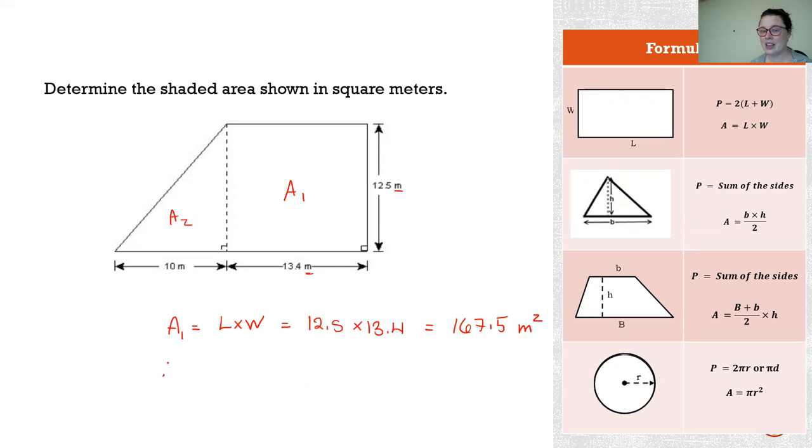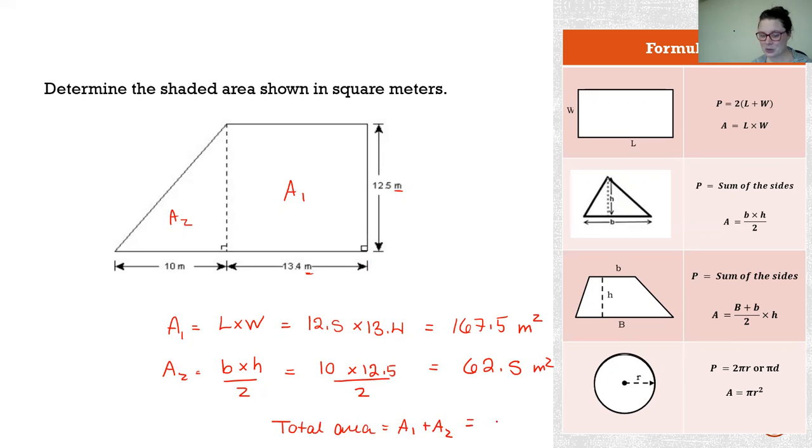Area 2 is a triangle. A triangle is base times height divided by 2. Well, our base is 10. The height is the same as the measurement we have over here, times 12.5 divided by 2, and that gives us 62.5 meters squared. The total area is equal to area 1 plus area 2, which is equal to 230 meters squared.